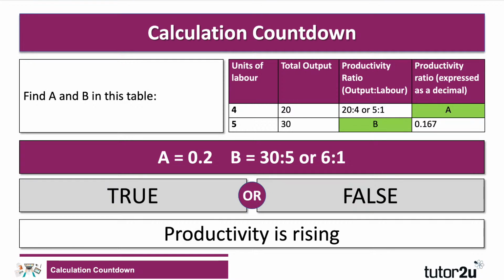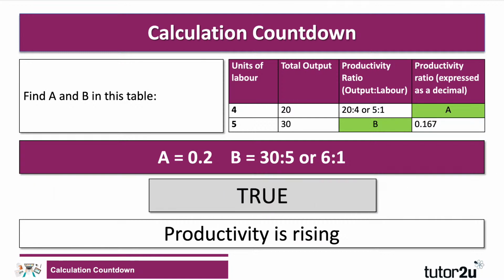As we add an extra unit of labor from 4 to 5, is productivity rising or falling? Is productivity rising, true or false, as we add an extra unit of labor? If you have a chance, do type in the answer into the chat window. Is the statement productivity is rising true or false? What do we think? And the answers are coming through. Okay, and Jim, can we have the answer to that one?